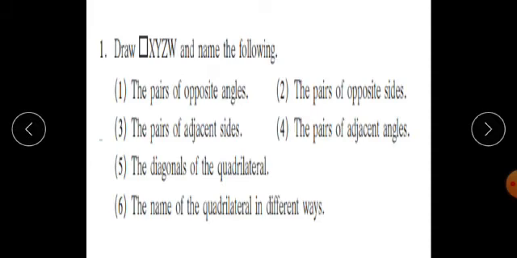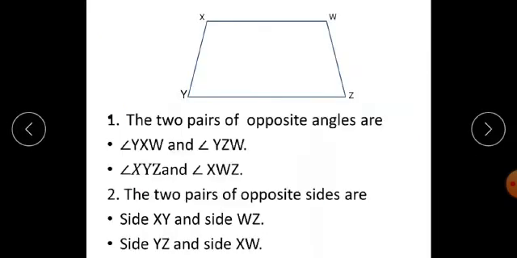Question number 1. Draw quadrilateral XYZW and name the following: the pairs of opposite angles, the pairs of opposite sides, the pairs of adjacent sides, the pairs of adjacent angles, the diagonals of the quadrilateral, and the name of the quadrilateral in different ways. So, students, for you, I have drawn quadrilateral XYZW. First, the answer to the first question.